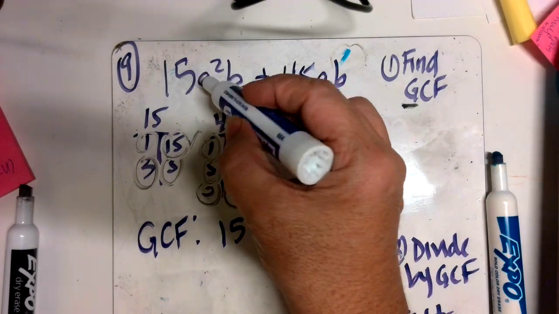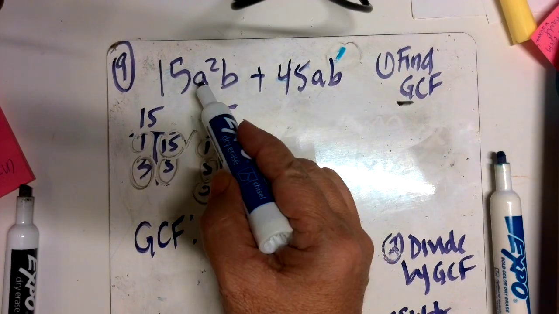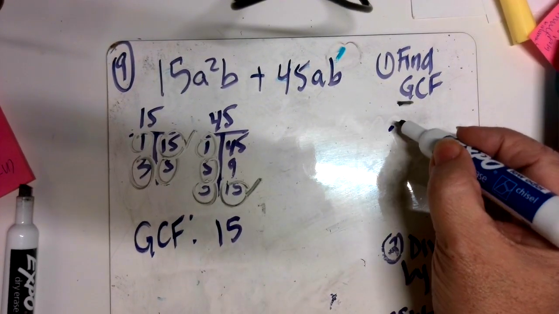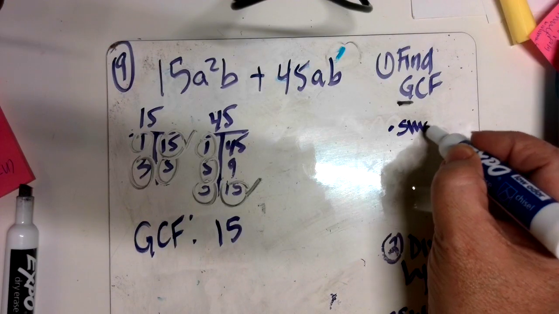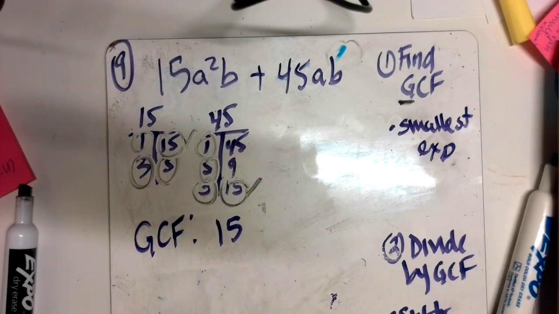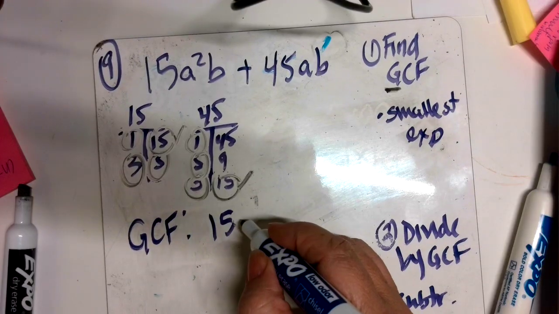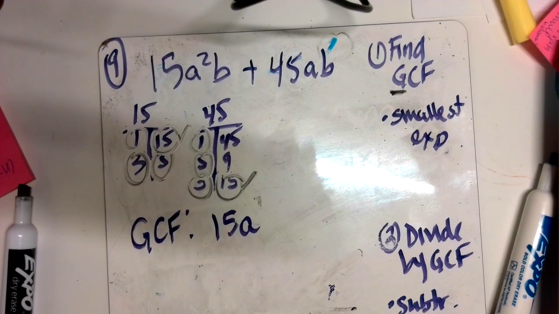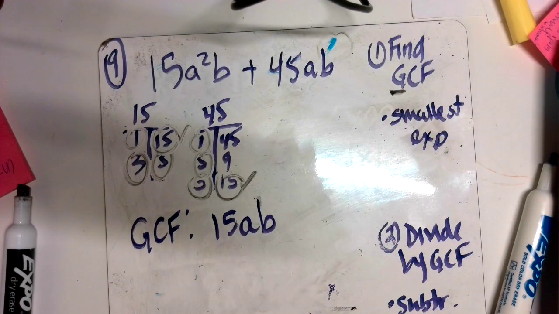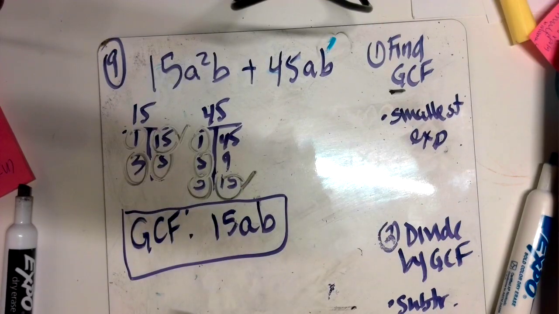Now we have to figure out the variables. We're going to take them independently. So let's look at the A's. And remember, or maybe I didn't write it, it's the one with the smallest exponent. Okay, so if I look at the A is 2 or 1 smaller. 1 is smaller, so I'm going to put an A here. And then I look at the B's, and they're both the same, so it would just be a B. So this is the greatest common factor.